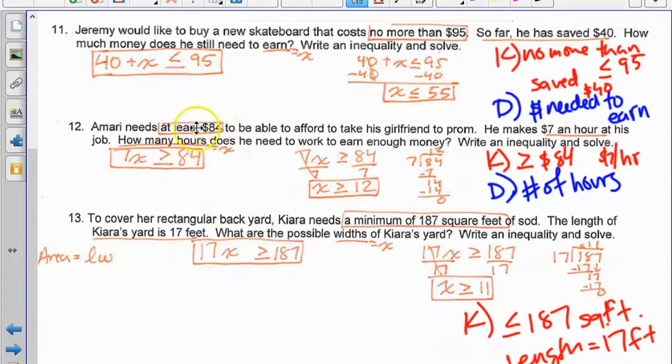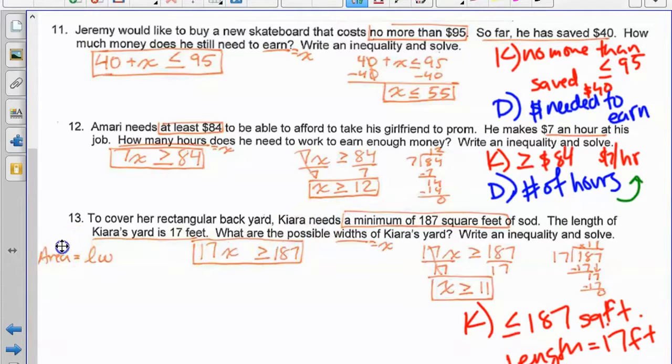Number 12, Amar needs at least $84. So she can make more than 84 or exactly 84. He makes $7 an hour. I don't know how many hours that he needs to work. So I'm going to take my number of hours times 7, because it's $7 each hour, and that's greater than or equal to 84. I solve it. X is greater than or equal to 12. So you need to work at least 12 hours.